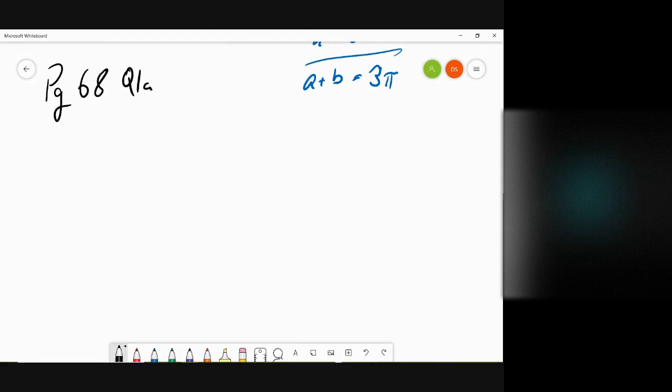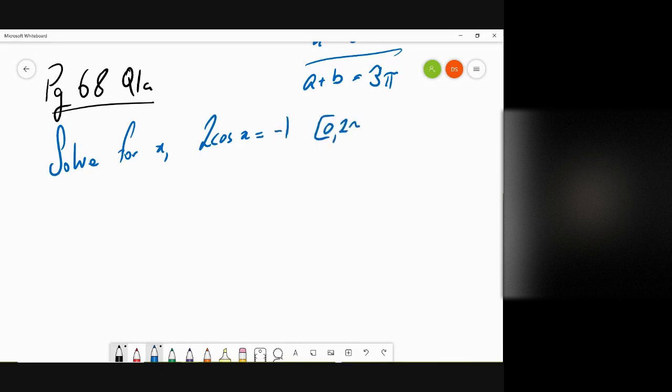Everyone else, is that okay? Yep. Cool. Okay. So this one is solve for x, and then 2 cos x equals -1. And then they said this weird thing here. And that's the domain for where your solutions are. Okay, so that's where your answers are going to be.